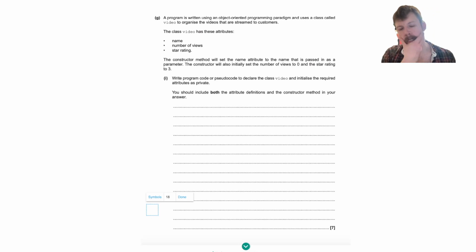Okay, so we're going on to a little bit of OOP here. A program is written using the object-oriented programming paradigm and uses a class called video to organize the videos that are streamed to customers. The class video has these attributes: name, number of views, star rating. So we've got those attributes there. The constructor method will set the name attribute to the name that is passed in as a parameter. The constructor will initially set the values of the views, so it's telling us here 0 to that.